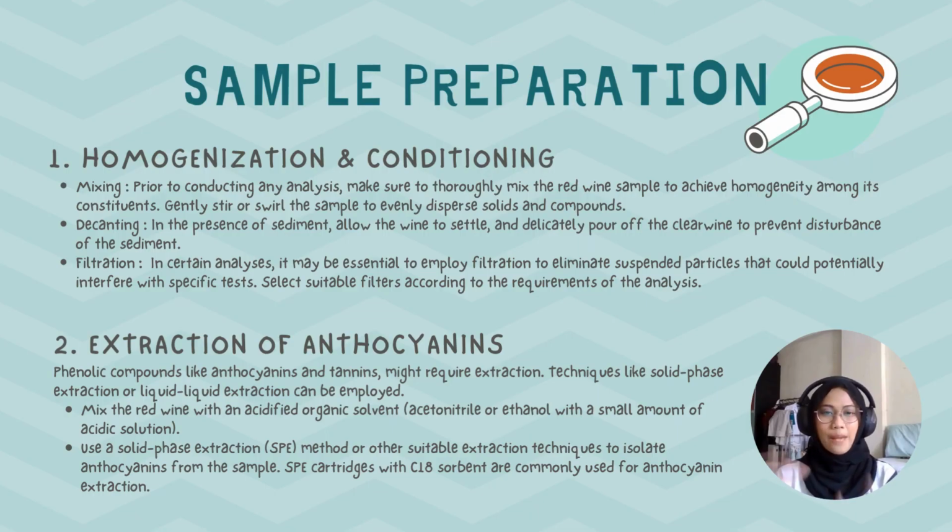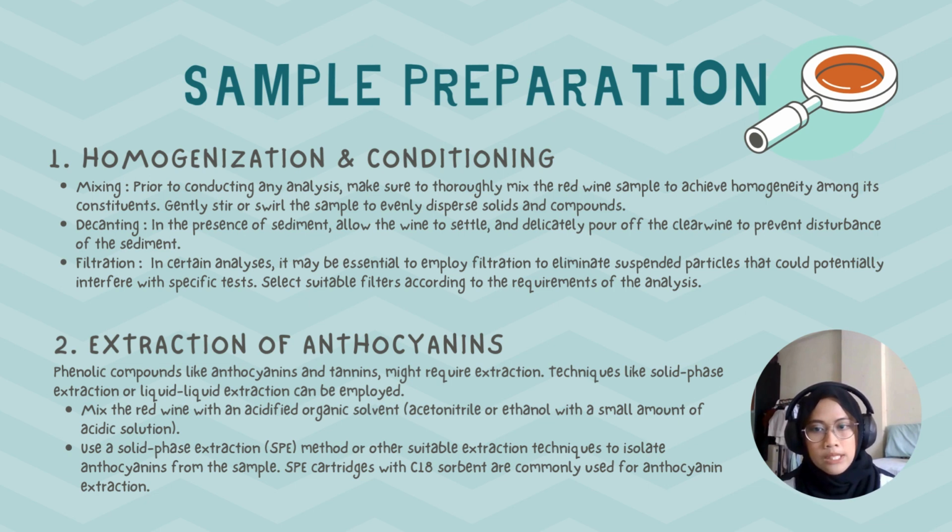Here is the sample preparation to prepare anthocyanin from the sample, which is red wine. The first step is homogenization and conditioning, where we do the mixing, the decanting, and the filtration. The second step is the extraction of anthocyanin. As we know, anthocyanin is a phenolic compound, so the technique that is suitable for it is mostly solid phase extraction or liquid-liquid extraction.